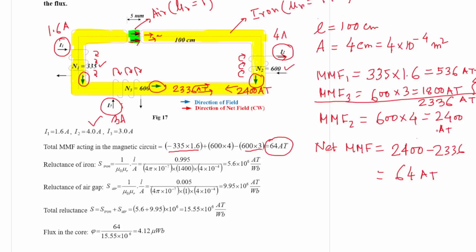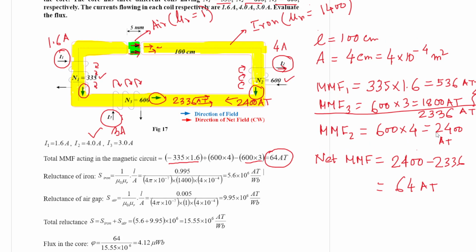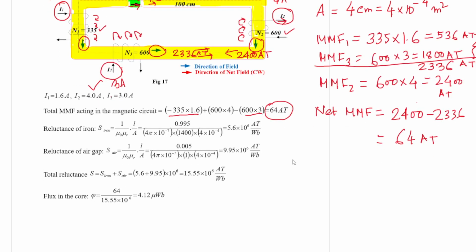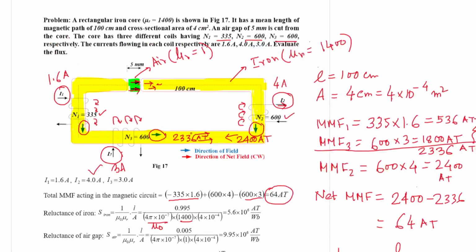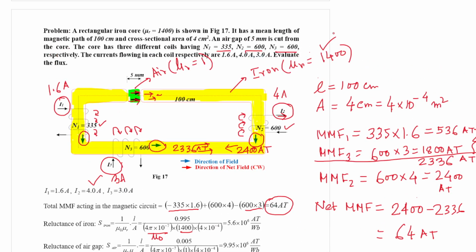Now moving on. Now reluctance of iron. We have this formula. What is the reluctance formula? Well known formula to us. It is 1 by mu naught mu r into L by A. Now you know mu naught, mu r. Mu naught is 4 pi into 10 to the power minus 7. I have already mentioned this value, mu naught. Mu r is 1400 of iron, it is given.